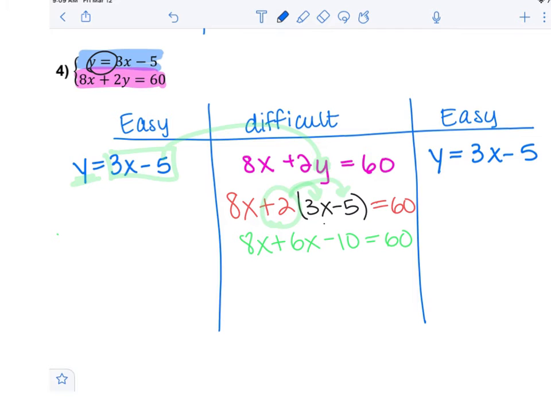What do we do after that? Did you say combine like terms? Absolutely. Good job. 8x plus 6x is 14x. Minus 10 equals 60. Again, you guys are fantastic at doing this kind of stuff. So from here on out, I think we're home stretch. We're good. Add 10. We get 14x equals 70.